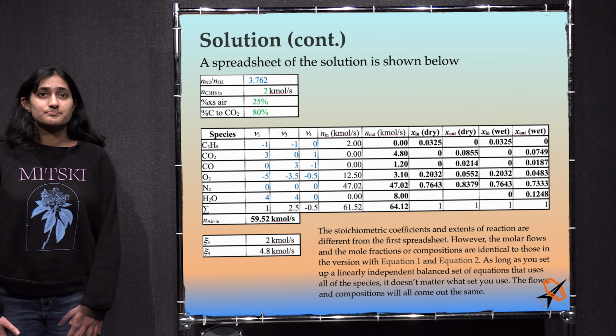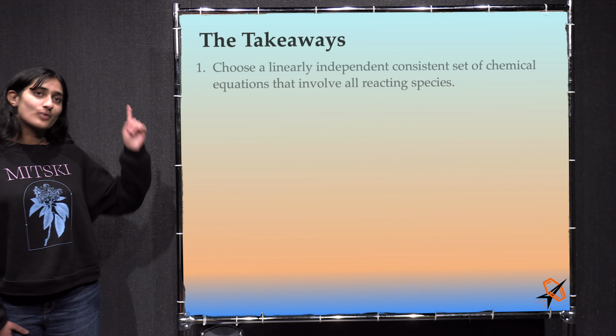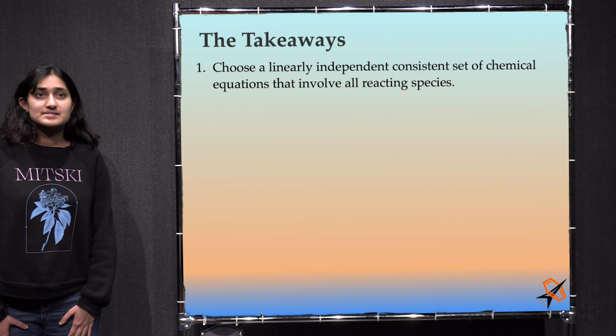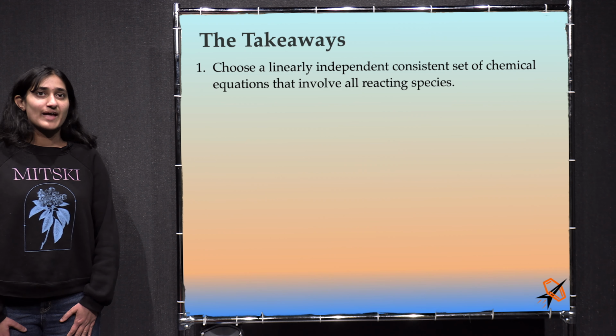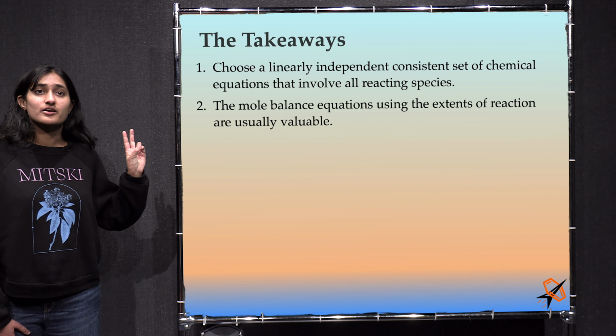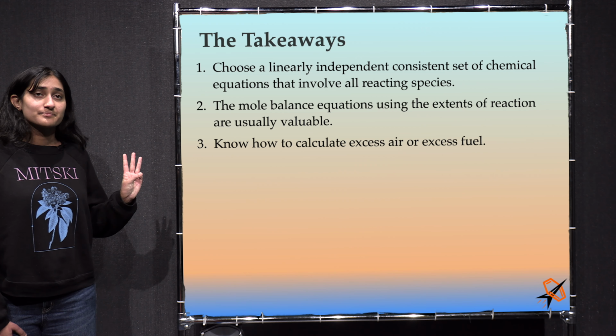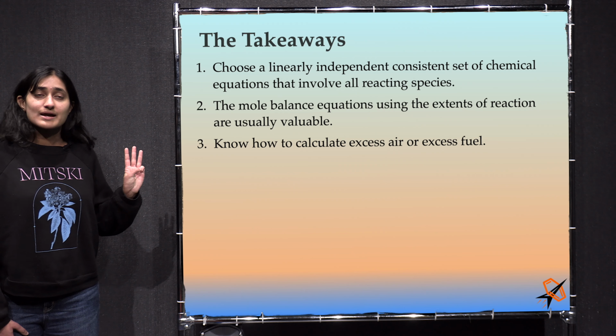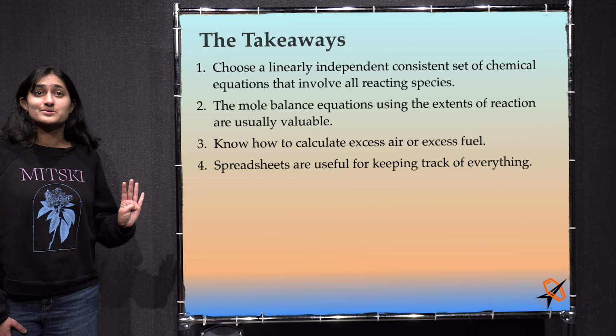The takeaways are: 1. Choose a linearly independent consistent set of chemical equations that involve all reacting species. 2. The mole balance equations using the extents of a reaction are usually valuable. 3. Know how to calculate excess air or excess fuel. 4. Spreadsheets are useful for keeping track of everything.